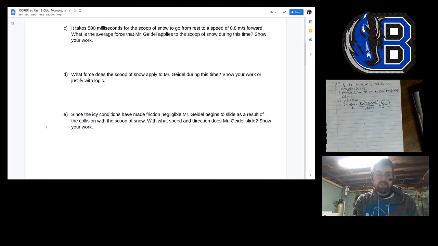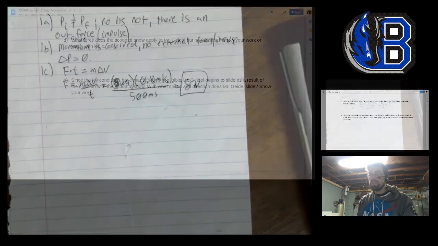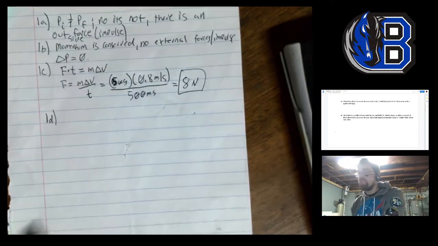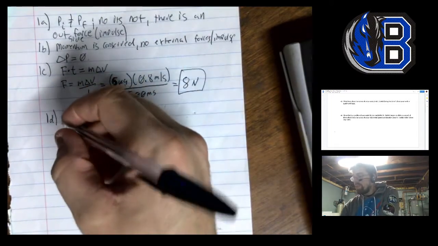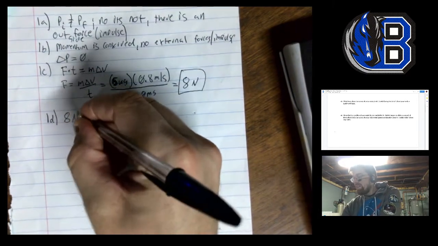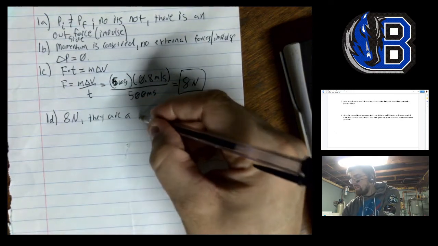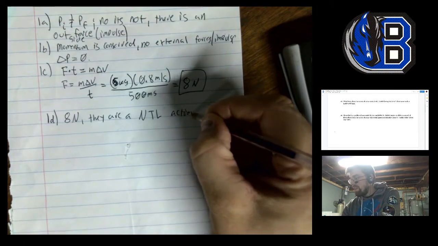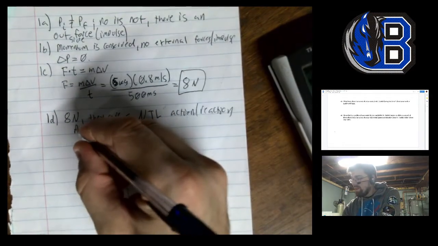D. What force does the scoop of snow apply to Mr. Geidel during this time? Show your work or justify with logic. Hey, we went from show your work to show your work or justify. Right there, that's a little in-question clue that maybe you can use logic to do this. Well, okay, if Geidel pushes on the snow at 8 newtons, the snow pushes back with 8 newtons. Newton's third law. Action, reaction pair.